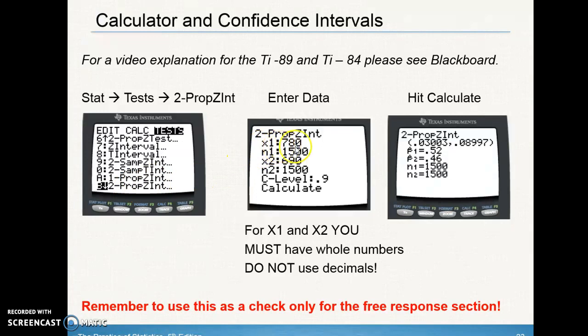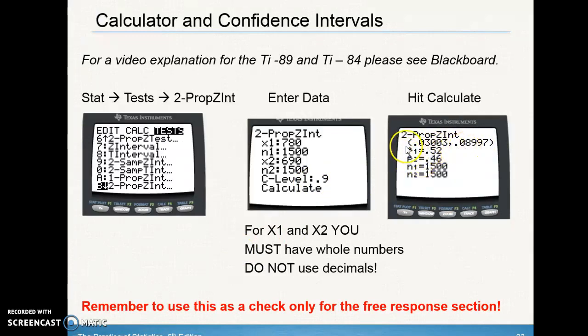Now notice here on your calculator, it doesn't say, hey, what are your percentages? No, it says how many successes were there. So here you're going to take that 1,500 times 0.52 to get this number, 1,500 times 0.46 to get this number. If your calculator says error, it means that for x1 and x2, you did not have whole numbers. They cannot be decimals, so just be aware of that. Confidence level is 90%, and it creates the confidence interval for you.